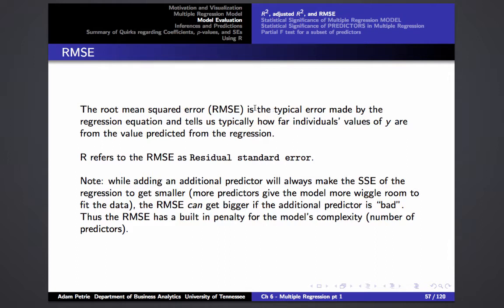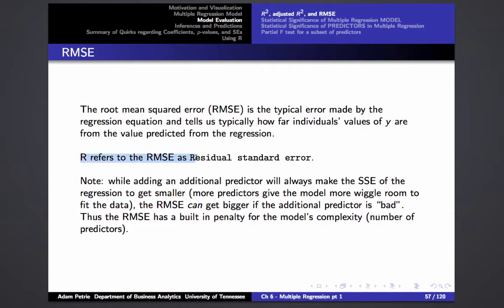Okay, a complementary measure to the r squared adjusted is the root mean squared error of the regression, the RMSE. Now, back in the simple linear regression context, the RMSE was the typical error made by the regression equation, and it's the same thing in the multiple regression context. It tells us how far off individual values typically are from the predicted values in the regression. So it's just the typical error that the regression makes.